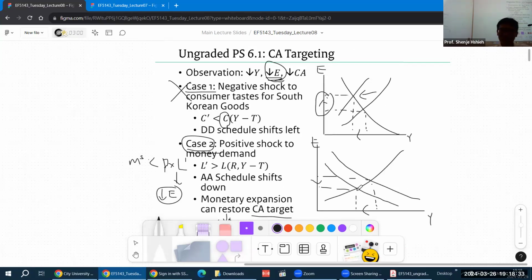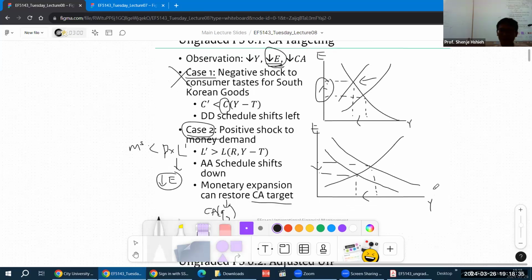All right, so to combat this effect, we kind of know what's going on. So the obvious solution is to just simply conduct expansionary monetary policy, right? This will allow you to shift the AA schedule back up and you'll restore the original equilibrium. Right? Very, very simple.